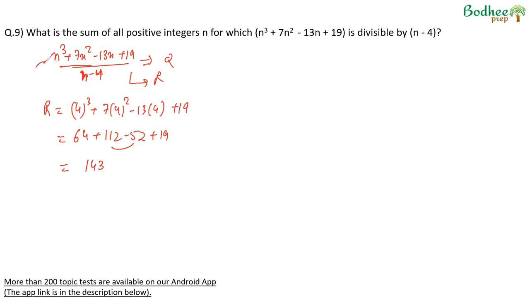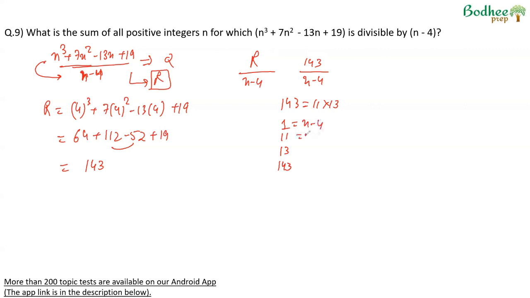Now, if this polynomial is divisible by n minus 4, there should be no remainder. That means the remainder should also be divisible by n minus 4. The remainder is 143, and 143 should be divisible by n minus 4. 143 is nothing but 11 into 13. So as long as n minus 4 is a factor of 143, the division will happen. The factors of 143 are 1, 11, 13 and 143. These could be values of n minus 4.